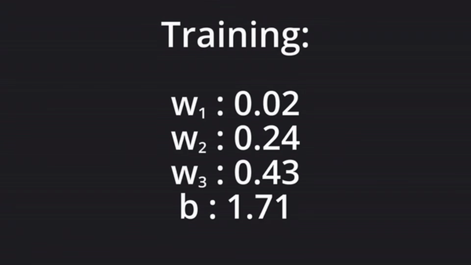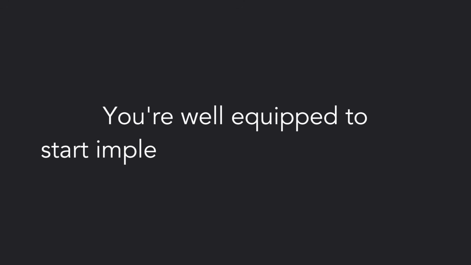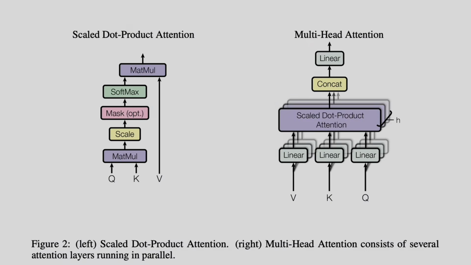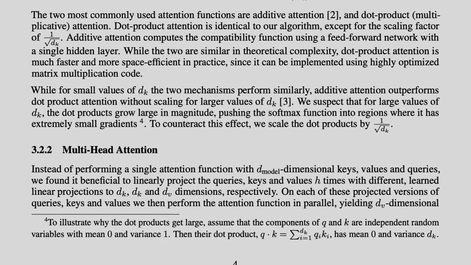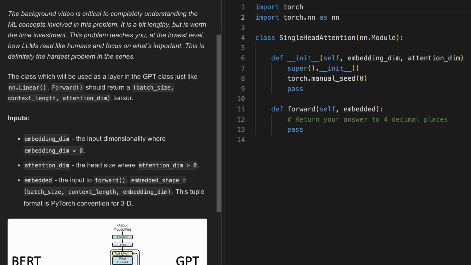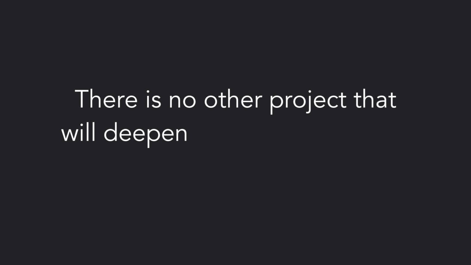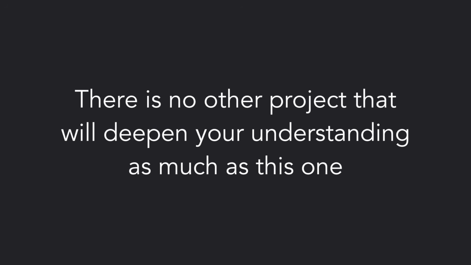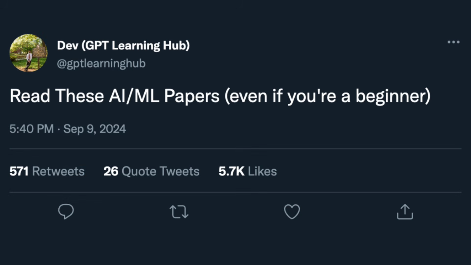After mastering the basics like gradient descent and learning PyTorch, you're well equipped to start implementing research papers. Machine learning researchers will usually describe the model they've developed in words, and I want you to try your best to translate the concepts into code. There is no other project that will deepen your understanding as much as this one. If you're looking for the must-read ML papers, apart from ones like Attention is All You Need, which you may have already heard about, I have a video covering this linked in the description.